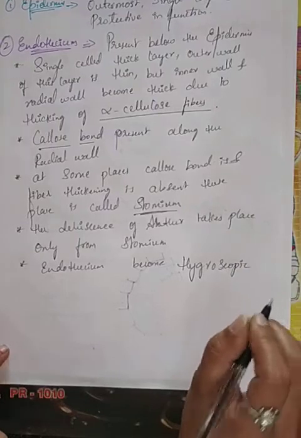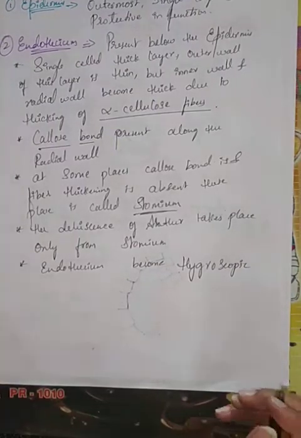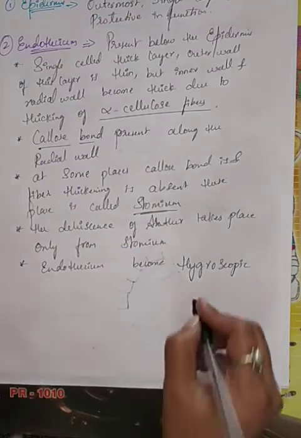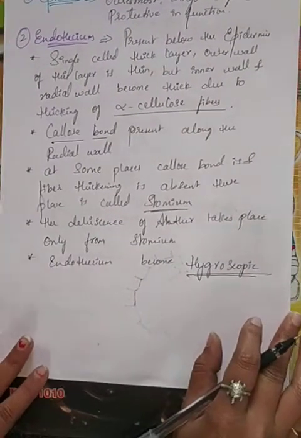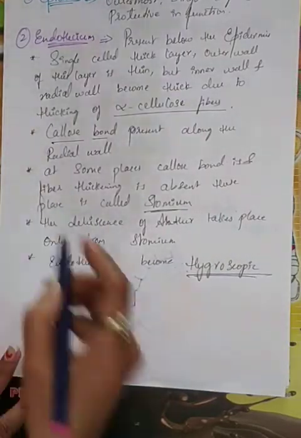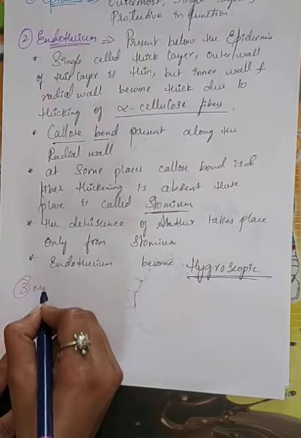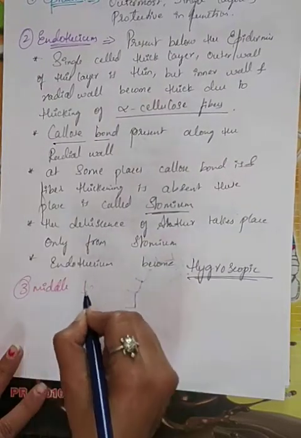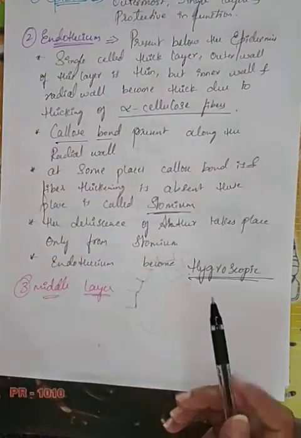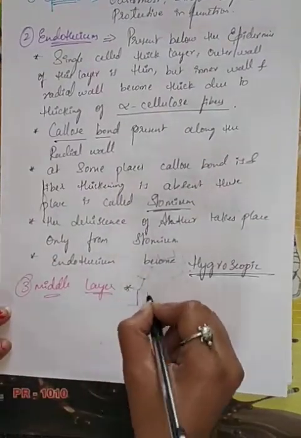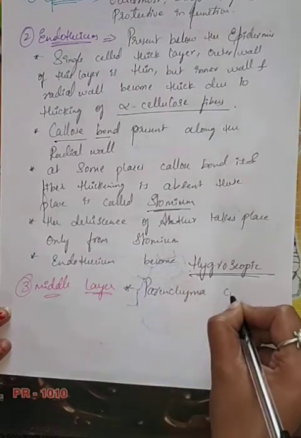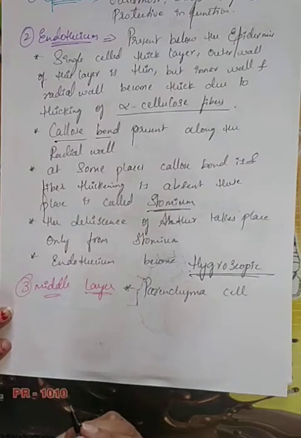Hygroscopic in nature. What does that actually mean? Hygroscopic means it tends to absorb moisture from the air. Endothecium is hygroscopic. And then the third one is the middle layer. What does the middle layer consist of? It consists of parenchyma cells.